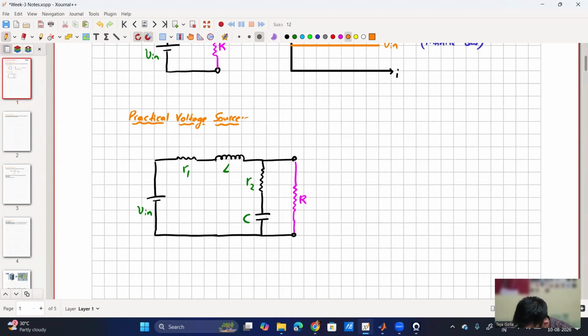So now this is my I naught, the current that I am giving to the load. And now it's a second order system, right? Why is it a second order system? Anyone?